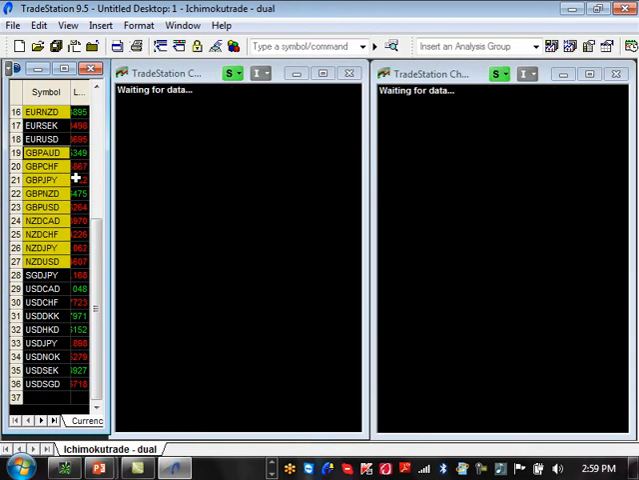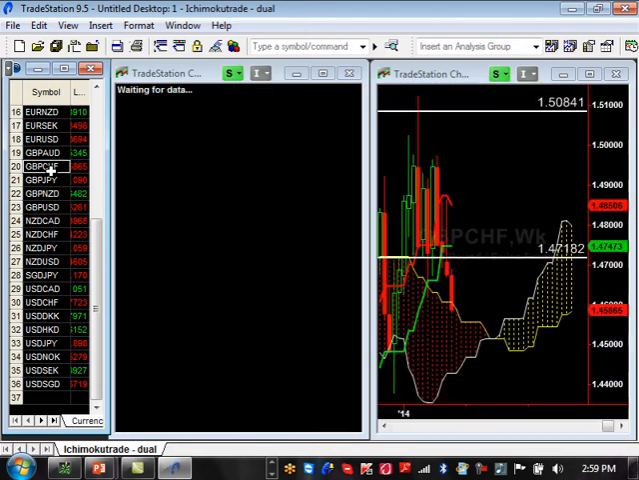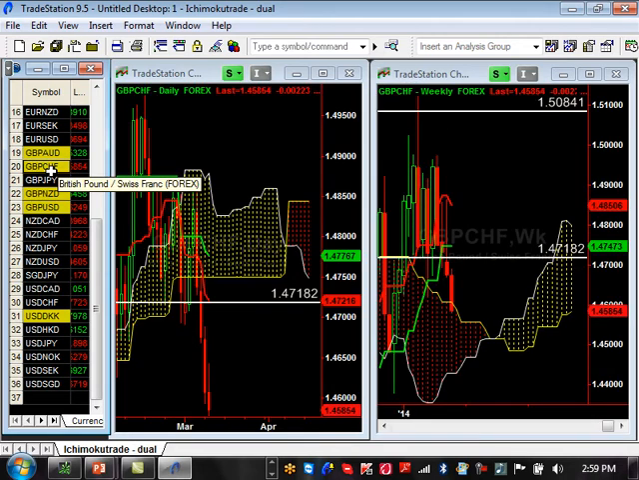Next is Pound Australian. If you look at Pound Australian, this is still bullish. However, it's stuck between the zone right now of 79.04 and 85.93. Pound Switzy, really not doing anything at all. Broke the support which we had laid out, 47.18, and it's just consolidating.